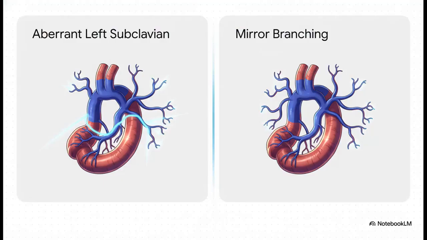And this slide just nails the key difference between them. On one side, you have the aberrant left subclavian. The big clue here is that the artery going to the left arm is the last one to branch off, and it comes from the back of the arch. Then you've got mirror branching, and it's named perfectly. The branches come off the front, just like a normal arch, but, well, flipped, like a mirror image. So remember that, back versus front, that's the core distinction.